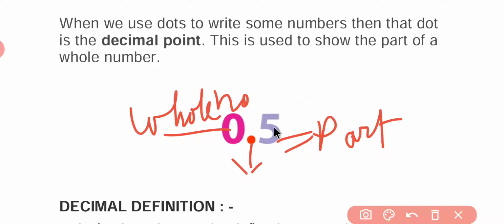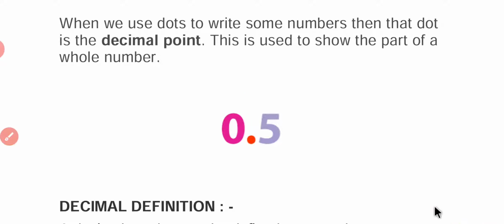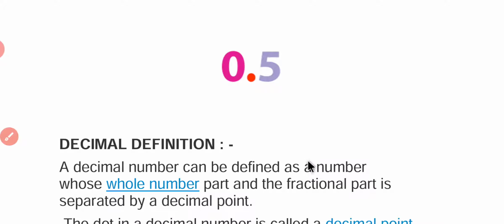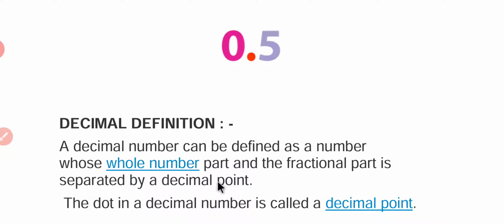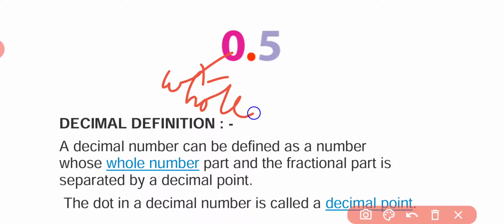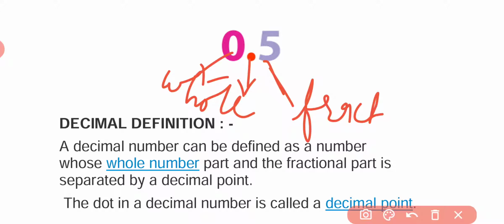So 0.5. A decimal number can be said to be defined as a number whose whole number part and the fractional part are separated by a decimal point. Here whole number means a complete number. So 0 is a whole number, the dot is the decimal point, and 5 is the fractional part. The dot in a decimal number is called decimal point.